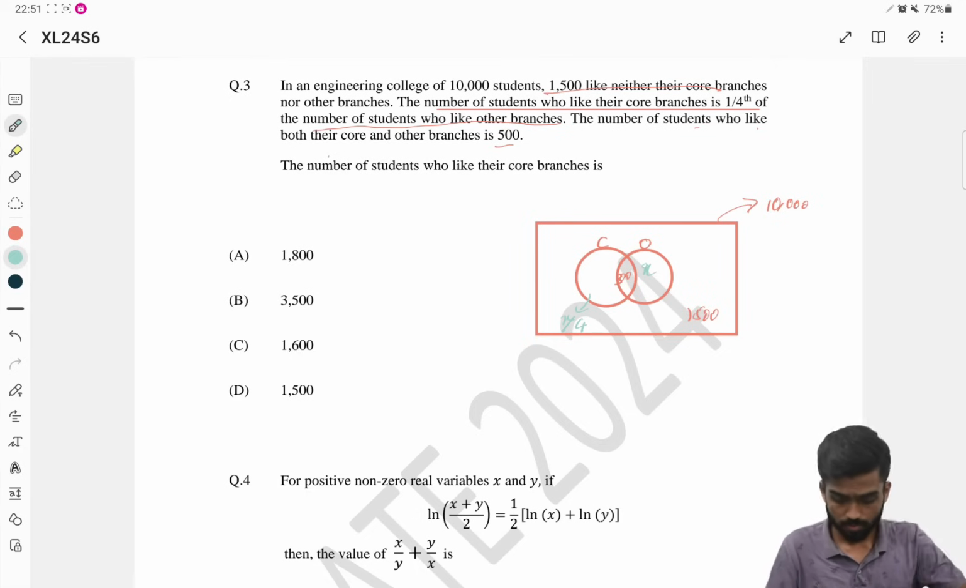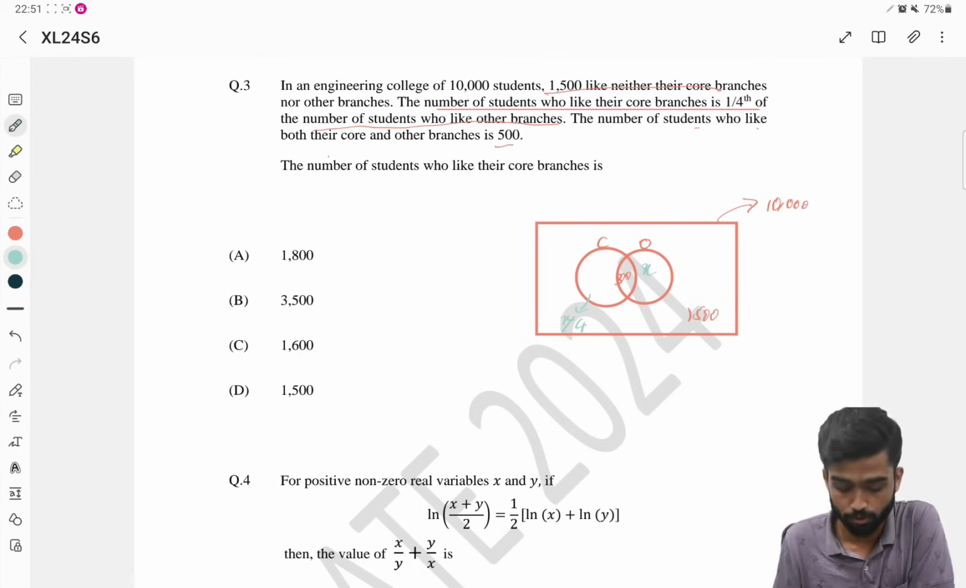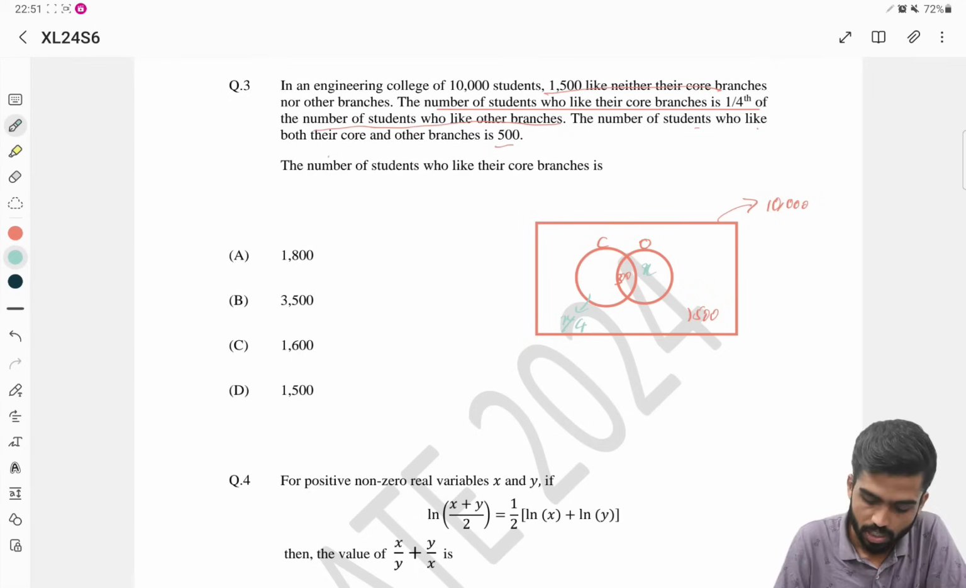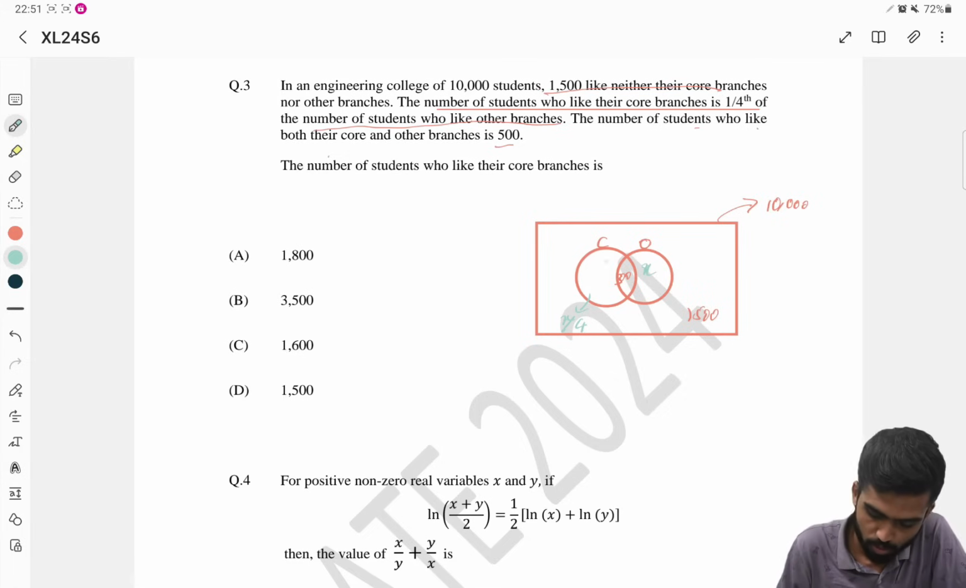Okay, now we have a visual representation of all the data which has been provided in the question. Now what is the main question trying to ask us? The number of students who like their core branches. So what is the number of students of this particular circle complete? So this is what they want to ask. If we consider this, what would be the answer?